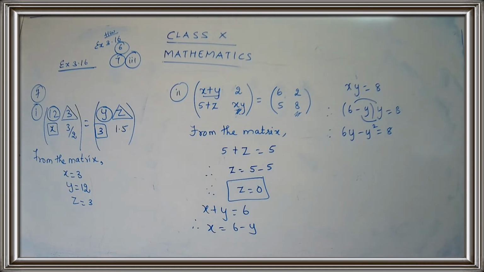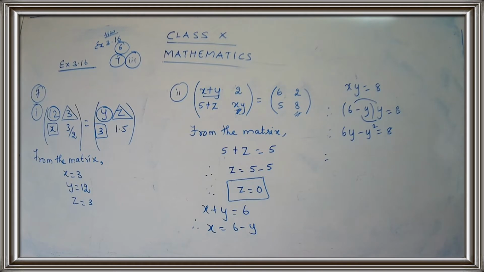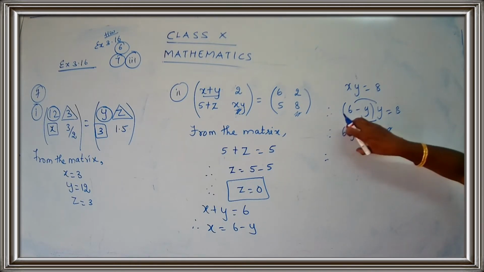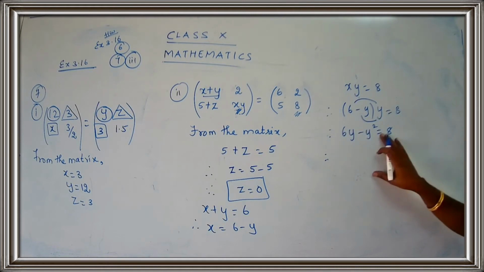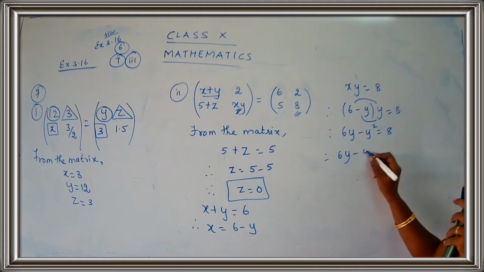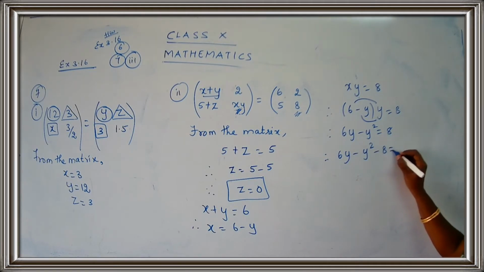What do you get here? 6 into y, 6y, minus y into y, y square is equal to 8. Okay. I'll try to bring all the terms to one side, children. So I'll get 6y minus y square. This is plus 8, yes? It will turn to minus 8 is equal to 0.